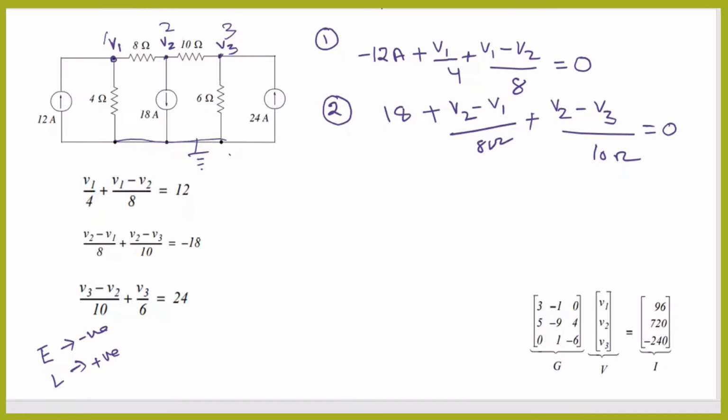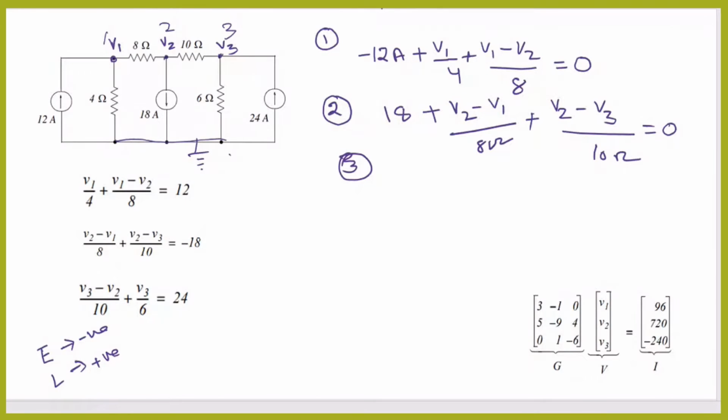See here, why am I writing V2 minus V1 and V2 minus V3? Because when you are at any node, that node voltage is superior to all other voltages in the network. So this is the first equation, this is the second equation, and now at node 3.